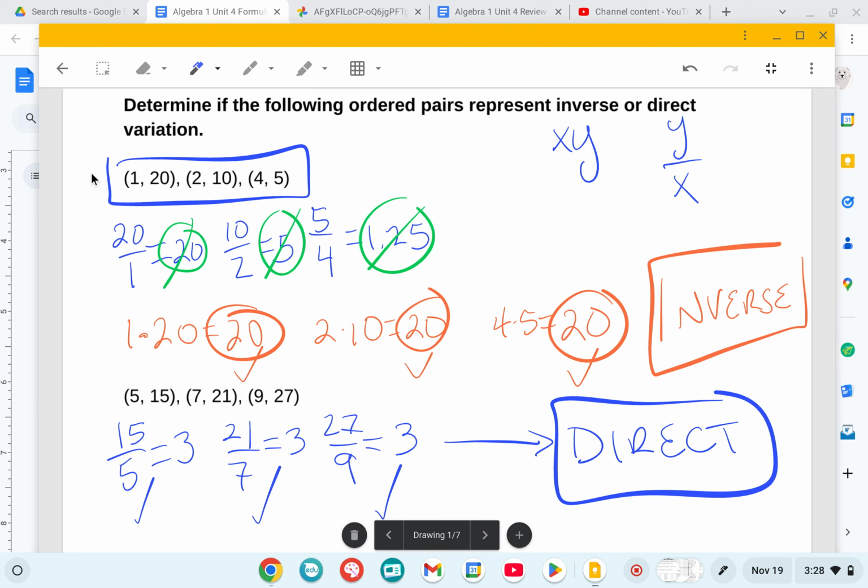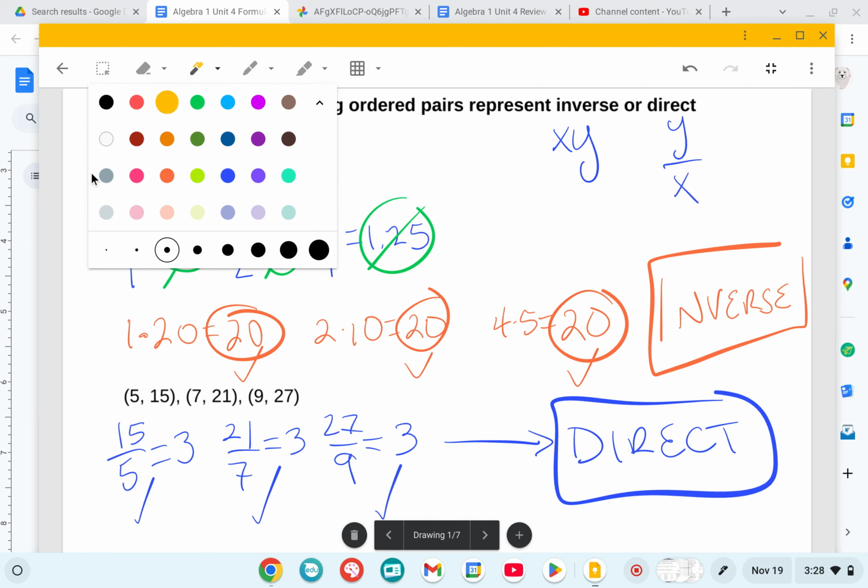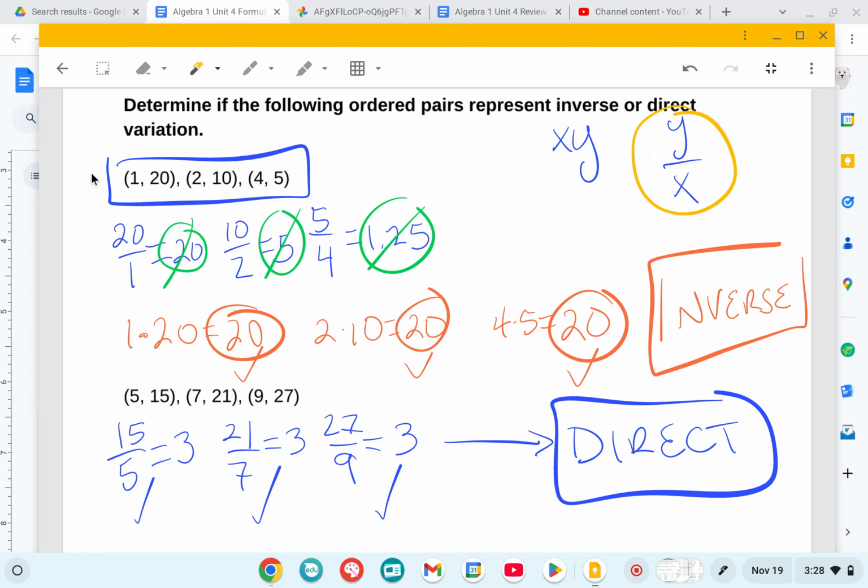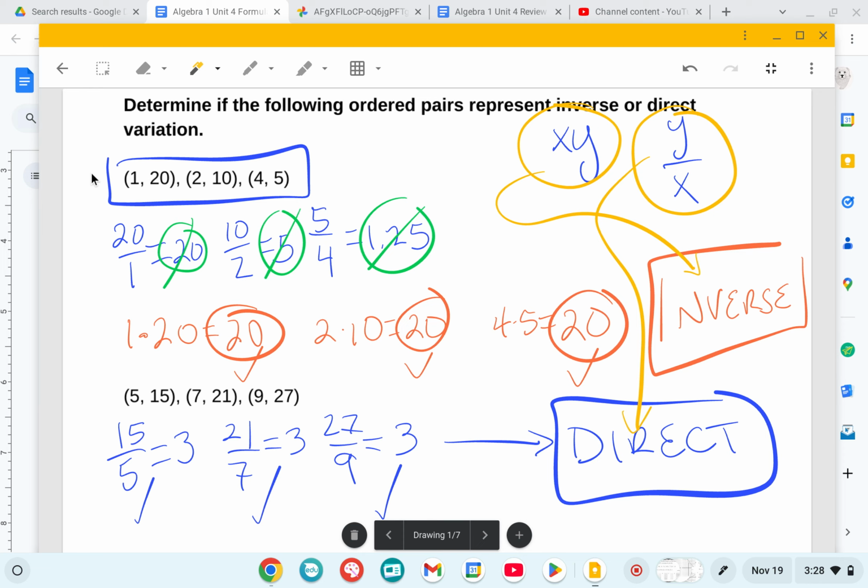So again, direct is coming from the fact that this is my formula for direct variation. That's why this one was direct. And this one is why it was inverse, because that was the one that worked out for the first group.